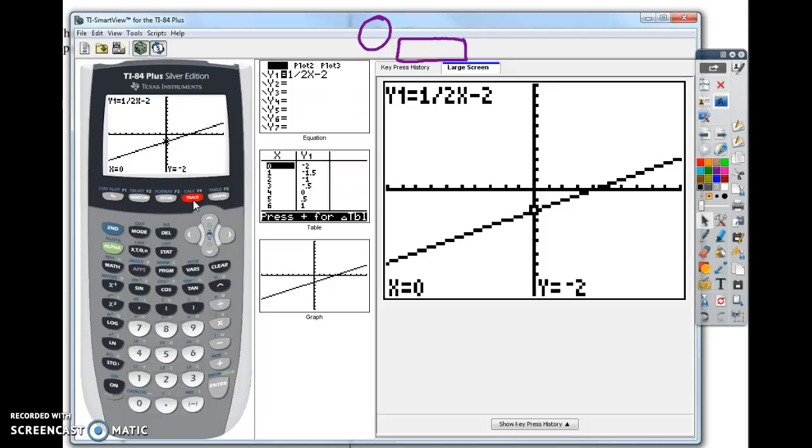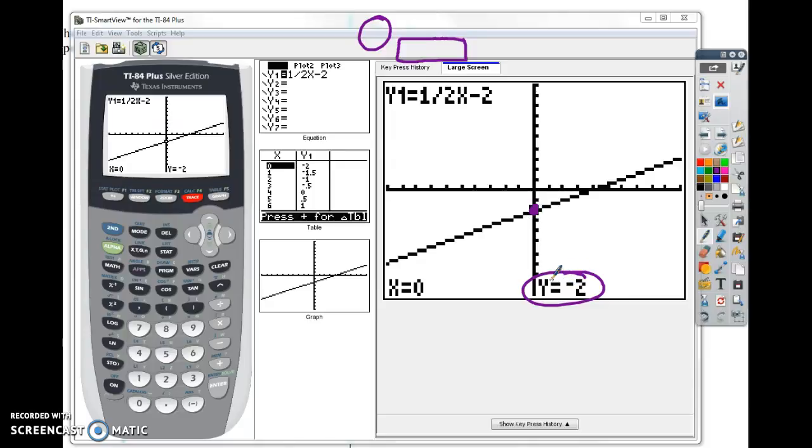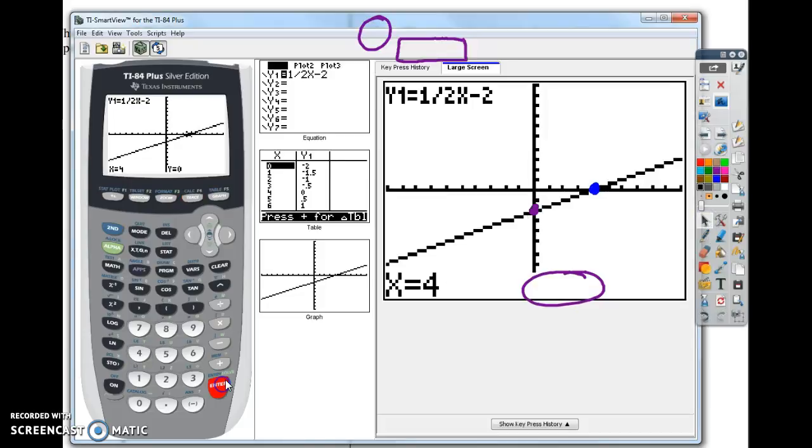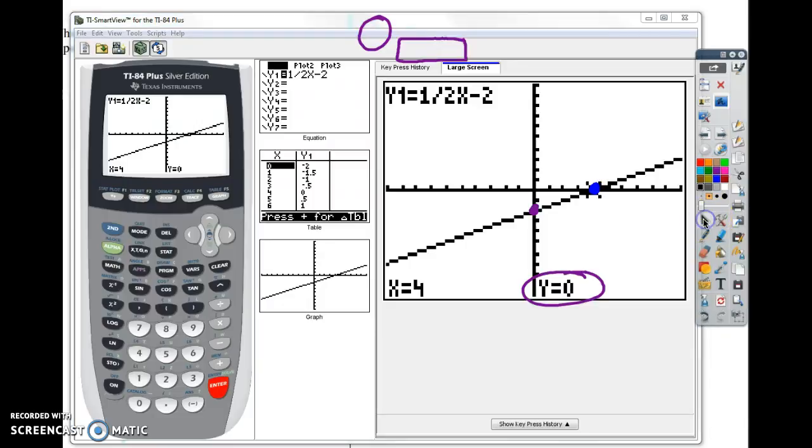So looking at this one, I can tell that the x-intercept is at -2 and that the y-intercept looks like it's at 1, 2, 3, 4. But just to make sure, you check it and you press 4 enter and make sure that it gives you a 0. So my y-intercept is at 4 and my x-intercept is at 2.